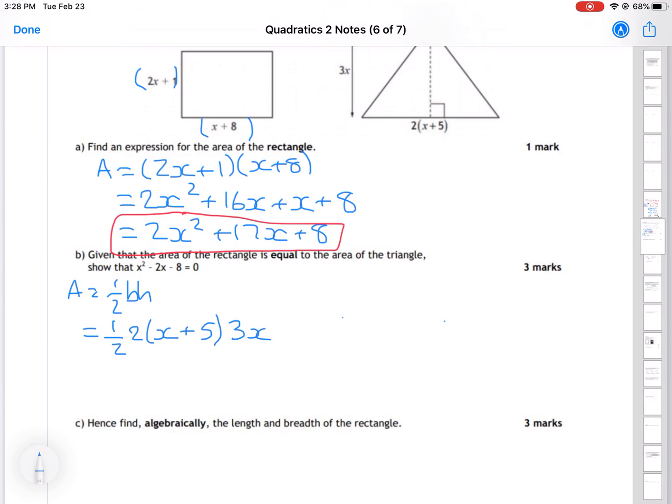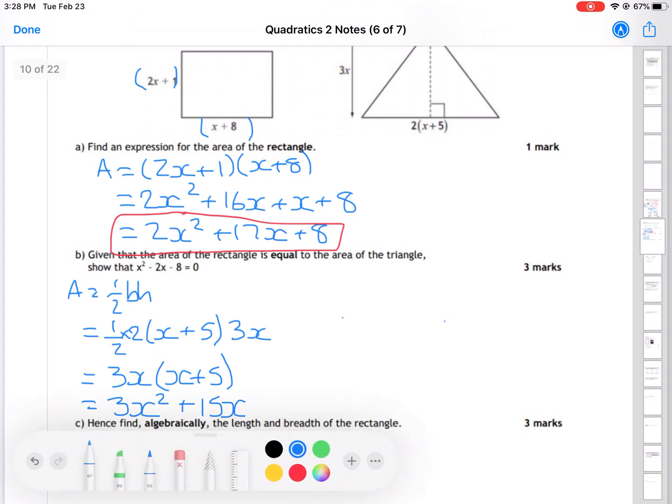Normally our 3x comes out the front, but I've done it this way for a reason. So this is going to be a half times 2 times this bracket times 3x. Now a half times 2 is the same as just 1. A half of 2 is just 1. So that becomes 3x bracket x plus 5. Multiplying that out gives me 3x squared plus 15x.